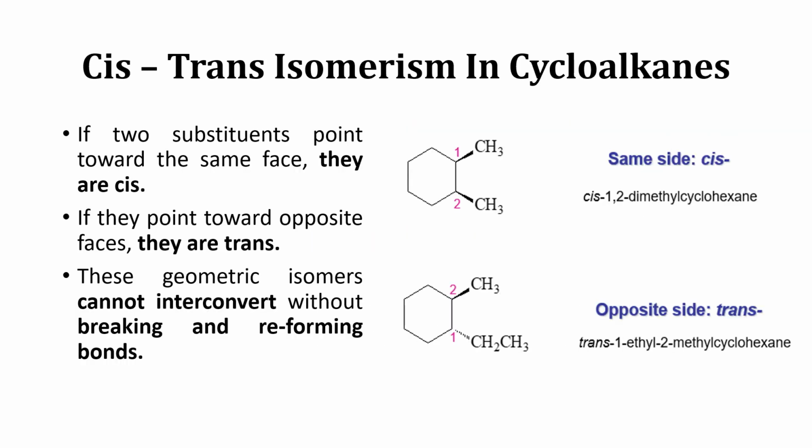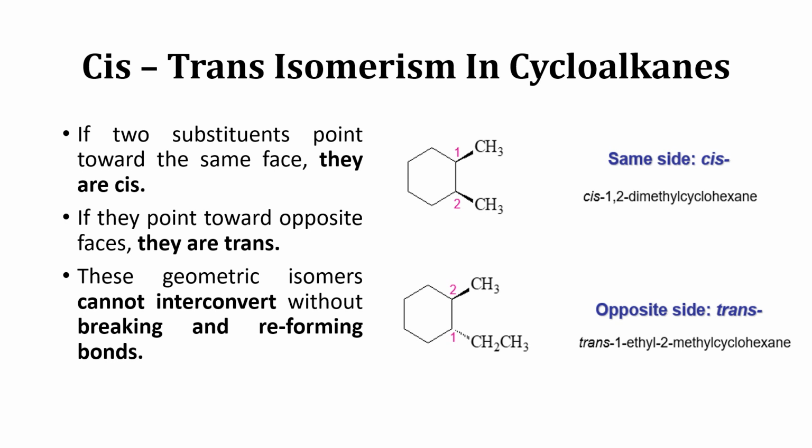Cis and trans isomerism in cycloalkanes. Open-chain or acyclic alkanes undergo rotation about their carbon-carbon single bonds, so they are free to assume any of an infinite number of conformations. Alkenes have a rigid double bond that prevents rotation, giving rise to cis and trans isomers with different orientations of the groups on the double bond. Cycloalkanes are similar to alkenes in this respect.